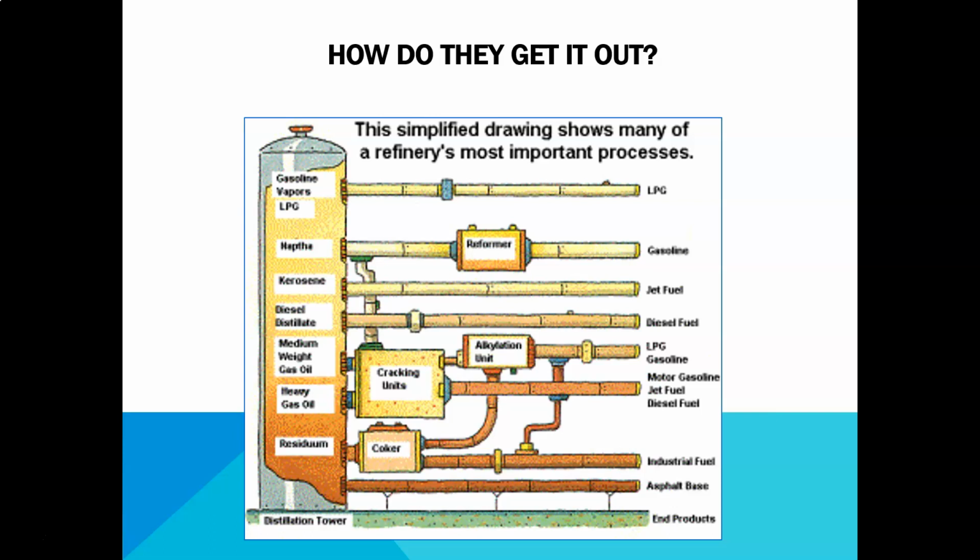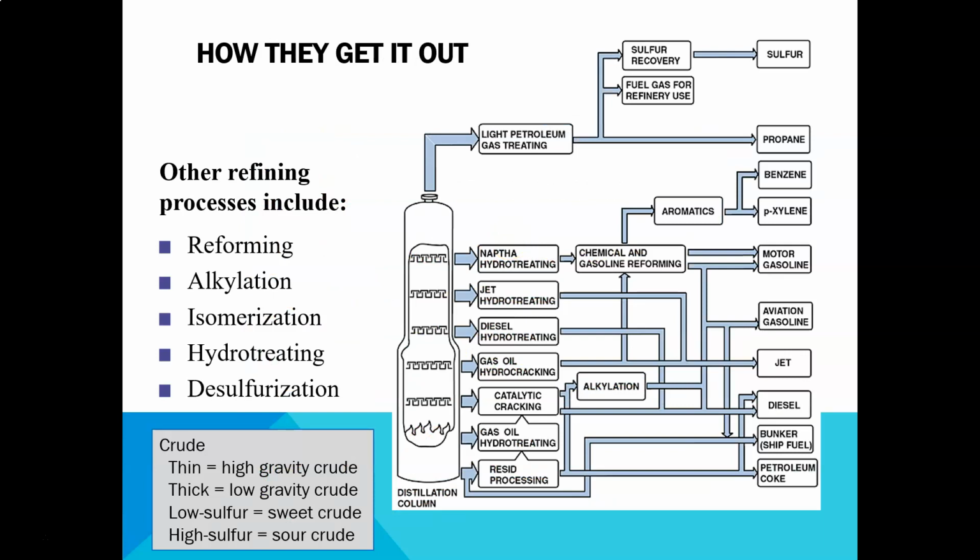If you look, this next one gives you another way of looking at this stuff, so it's a little easier to see. You got your distillation column, and you can see your processes that lead to what they are on the right. You got residual processing, gas oil hydrotreating, catalytic cracking, gas oil hydrocracking, diesel hydrocracking, jet hydrotreating, naphtha hydrotreating. Try to say that 10 times fast. And at the top, you got light petroleum gas treating. So these things are being baked off as they go through this column. They literally cook it, and the heavy stuff settles to the bottom and the light stuff rises to the top.